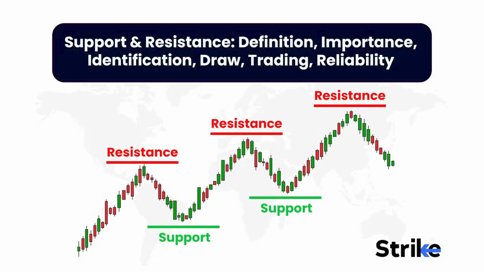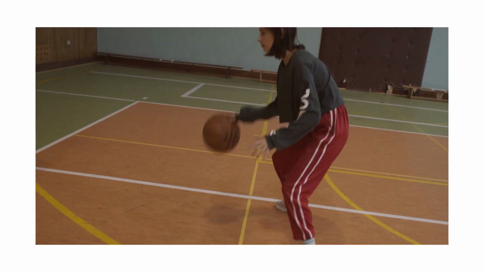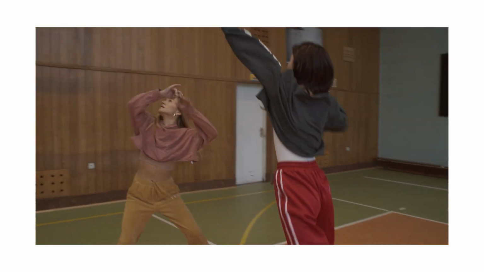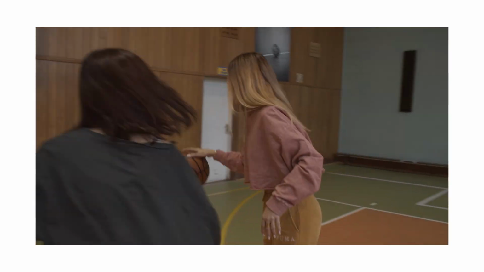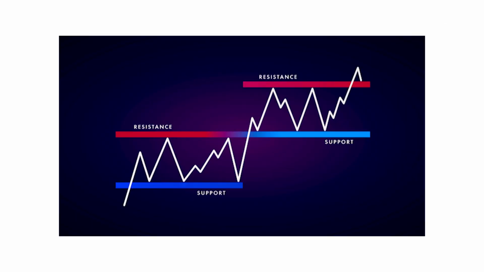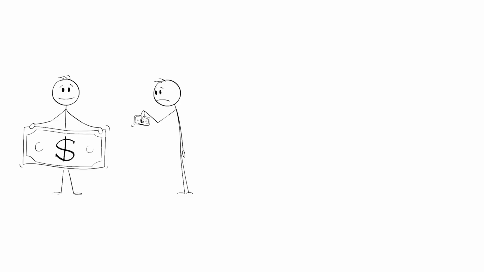Support and resistance are the most important concepts in trading. They're basically invisible floors and ceilings that prices bounce off. Imagine you're bouncing a basketball. You throw it down, it hits the floor, and it bounces back up. Then it hits the ceiling and bounces back down. Support is the floor. Resistance is the ceiling. Prices do the exact same thing.